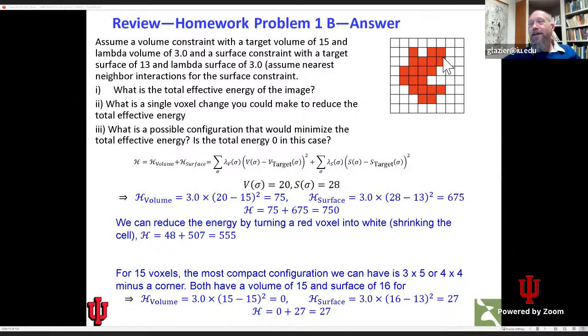Oh, well. So here was the comment where I did the calculation by hand. The actual energy here was 555 in my calculation. The best we could possibly do would be a square of 4x4 with one corner notch cut out. That would have an energy of 27.